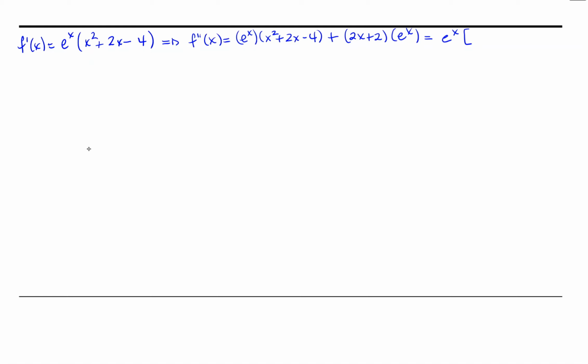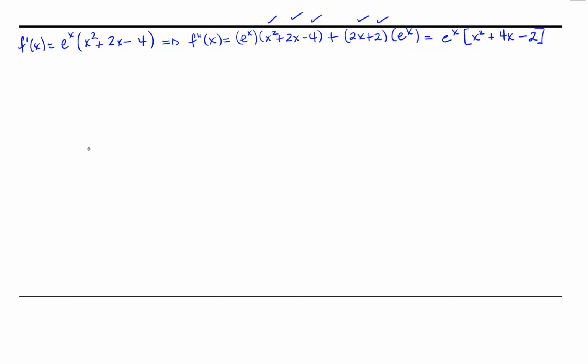And when I collect up like terms, I end up with x squared. Then I have a plus 2x and another plus 2x. That gives us a plus 4x. And then I have a minus 4 and a plus 2, so that makes this a minus 2. So our second derivative is e to the x times the quantity x squared plus 4x minus 2.